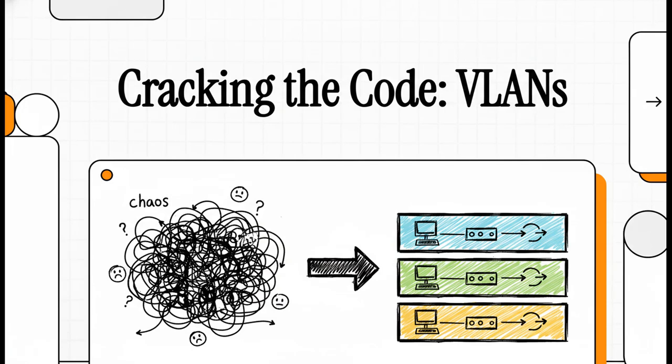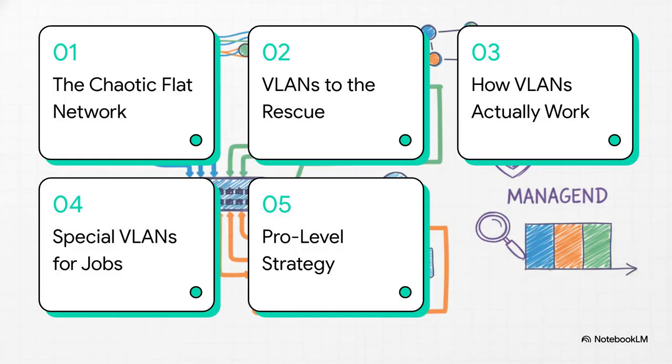All right, let's talk VLANs. You know, if you've spent any real time in the networking trenches, you know there are two kinds of networks: the clean, orderly, segmented kind, and then there's the other kind, the kind that gives you nightmares. I've seen them both, and today we're going to crack the code on how VLANs can take us from total chaos to complete control. So here's the game plan.